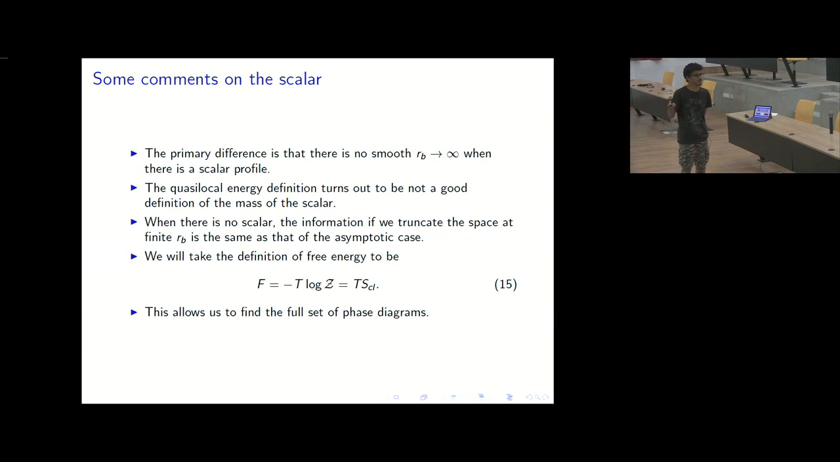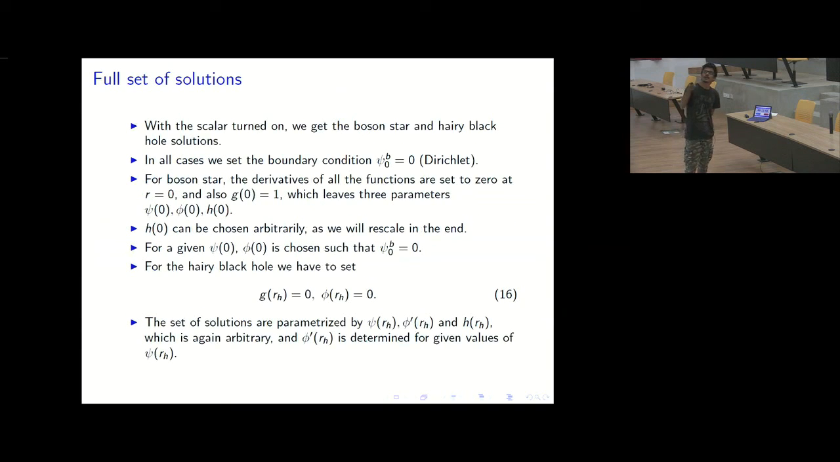So we can classify the phase diagrams. The full set of solutions here includes 2 different cases. In all the cases we'll be looking at the boundary condition for the scalar, which is Dirichlet. For the boson star, which doesn't have any horizon, we set all the derivatives of the functions at r equals 0 to be 0, so there are no kinks at r equals 0. Also, if you do a series expansion about r equals 0 and consistently solve the equations of motion, you will get g of 0 equals 1.